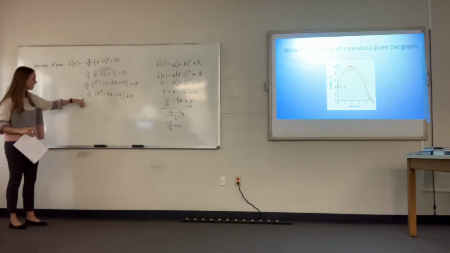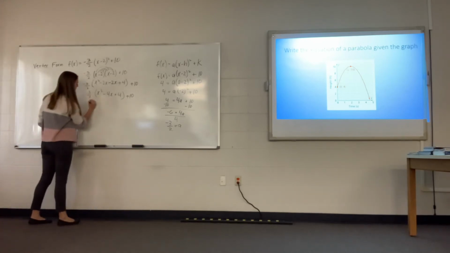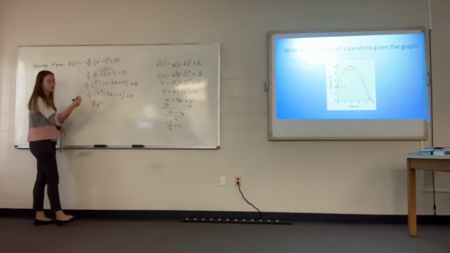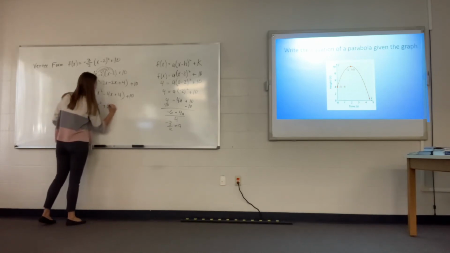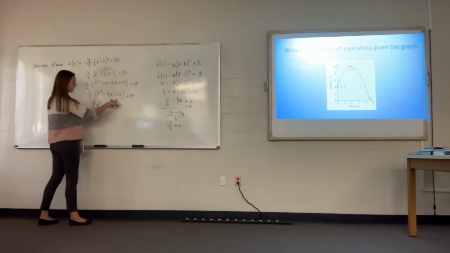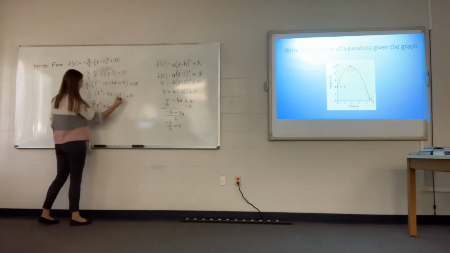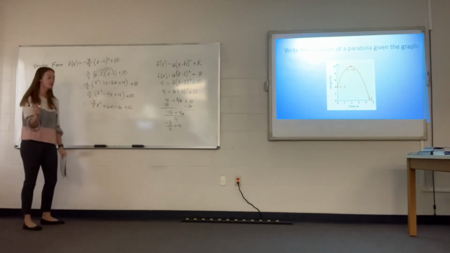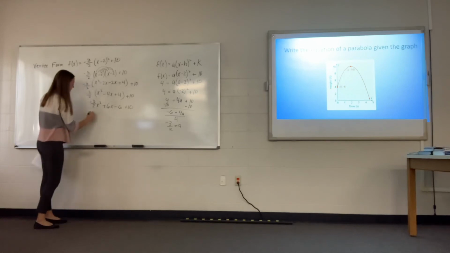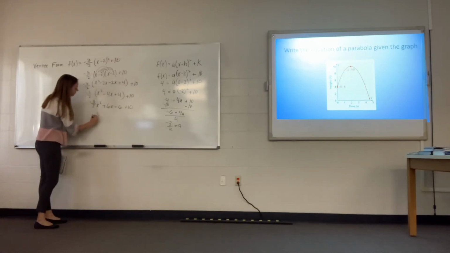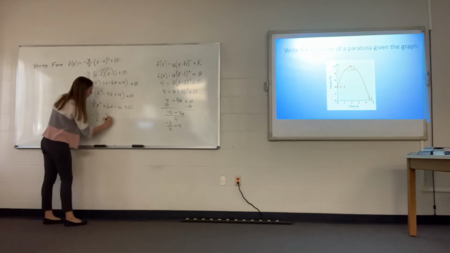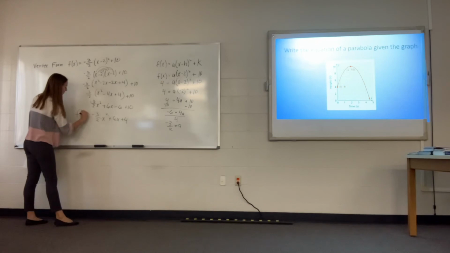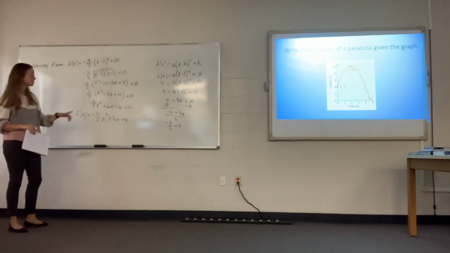So now if I take negative 3/2 times x squared, I would have negative 3/2 x squared. Negative 3/2 times negative 4 is going to give me a positive 6x. Negative 3/2 times positive 4 is going to give me a negative 6, and then I have this plus 10. Now if I combine my negative 6 and my positive 10, I'm going to have just 4 over there. So my equation is going to end up being f of x is equal to negative 3/2 x squared plus 6x plus 4.